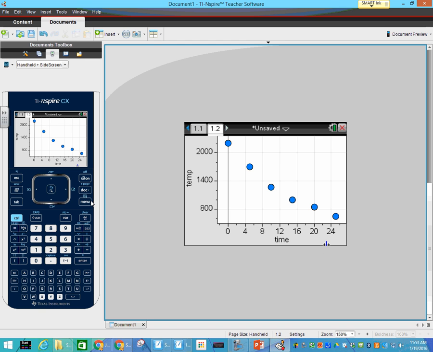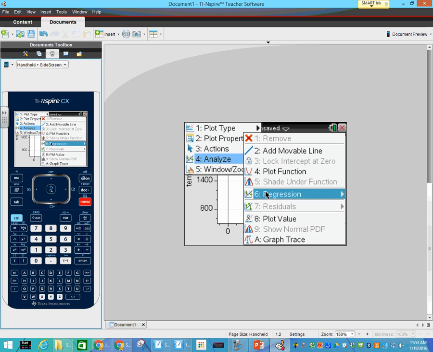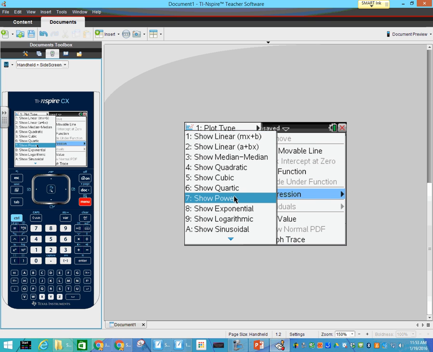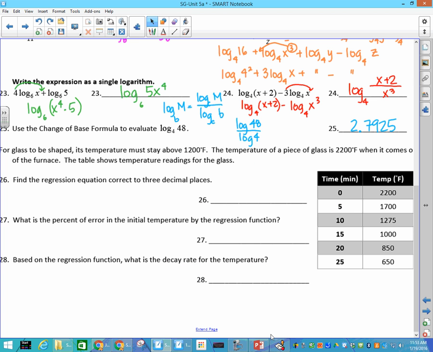Okay, from here, menu, analyze, regression, because I'm asking you for the regression equation, and ours is exponential. So here is our equation, and you can control click to get your hand to move it. And I ask you for 3 decimal places. This one is fine. You don't need to change that number, but this one needs to be rounded to 3 decimal places. So when you write your answer, oh, got to turn it back on. Come on. There we go.